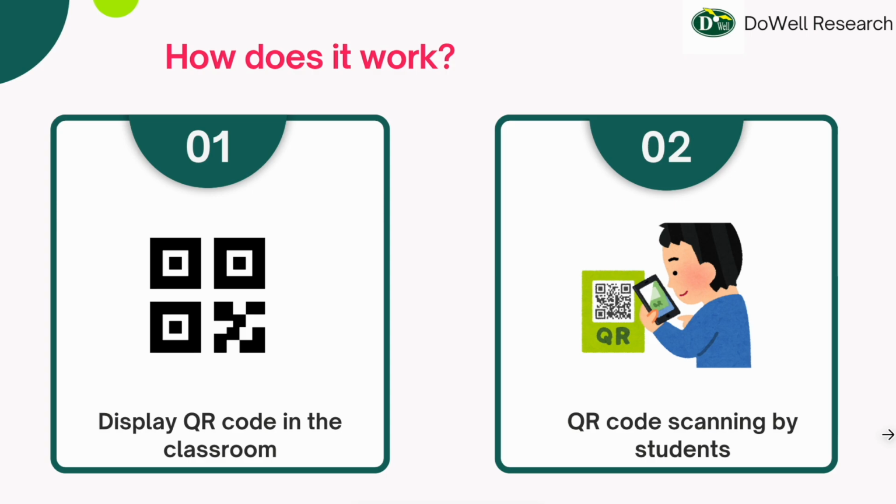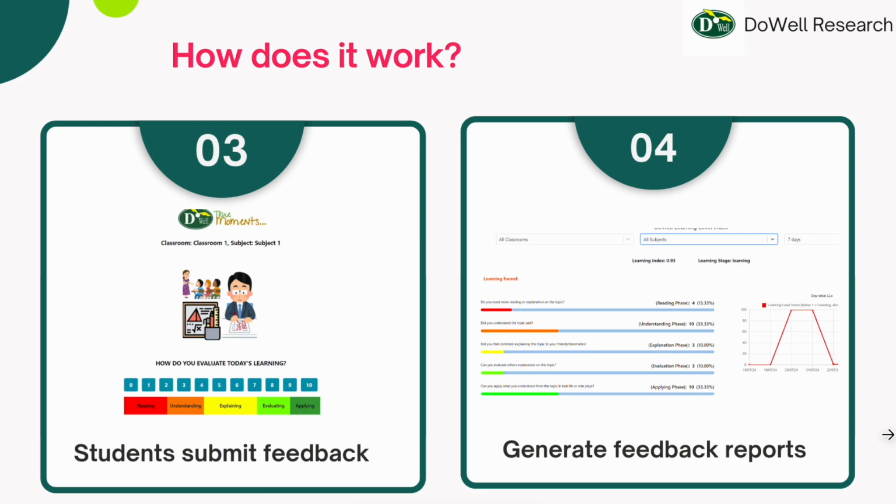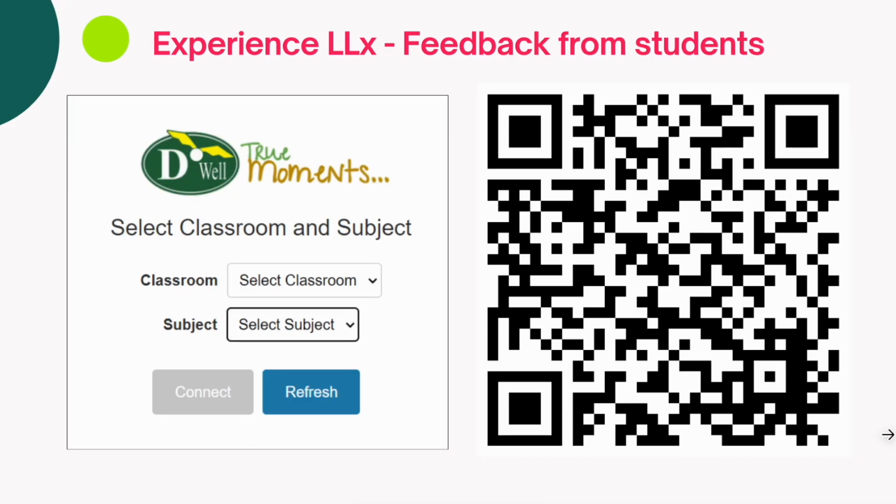How does it work? The first step is to display the QR code in the classroom. The second step, QR code is scanned by students. A feedback form will be loaded and students can submit feedback. It will be connected to the real-time reports. Our AI will generate the real-time reports. That's very simple, 4 steps.